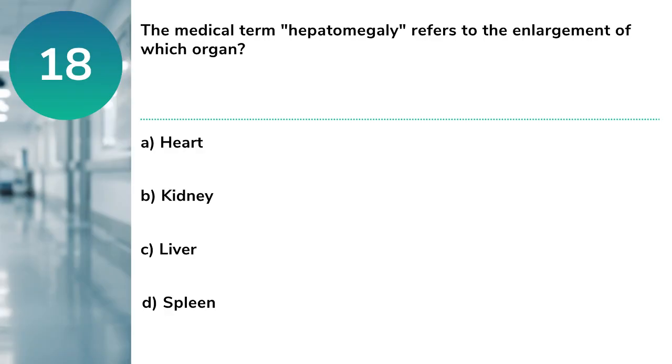Question 18. The medical term hepatomegaly refers to the enlargement of which organ? A. Heart. B. Kidney. C. Liver. D. Spleen.